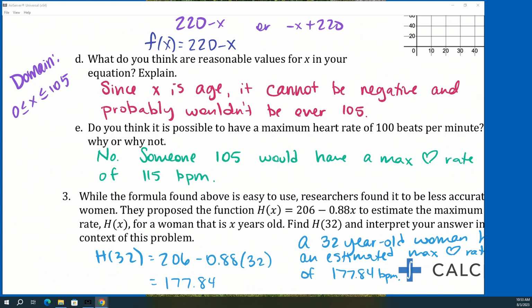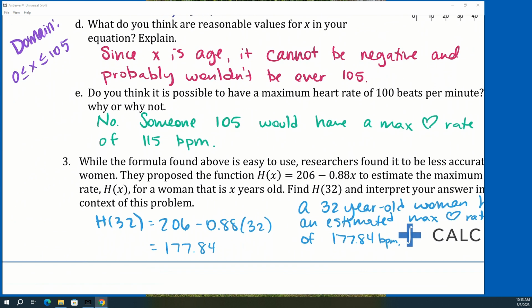All right, what about E? What are we talking about on E? We're saying that we can't get this 100. What is that describing? Okay, it's going to be the range. Somebody who is 105, which I'm saying is the highest age we can get to, their max heart rate would be 115, so that should be the smallest maximum heart rate.